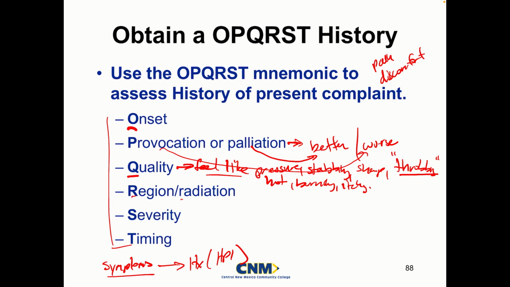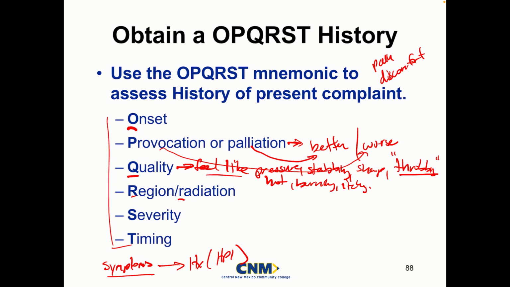The region and radiation is one to identify where is your pain. So try and narrow it down to a region if you can. Ask the patient to point to where their pain is, so on and so forth. Again, you're going to use wherever they point to say, okay, what organs are in that area based on your anatomy? And then radiation is to ask, does it go anywhere from here? Does it travel to another place from this point of origin?